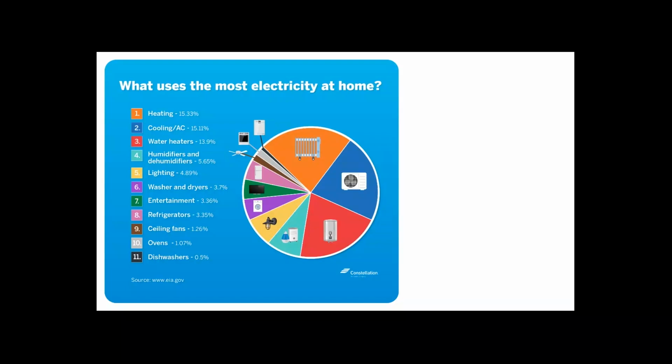But how energy is used at home, we need to know it can be used for heating, cooling, water heaters and humidifiers, lighting, washer dryers, entertainment. At least know some of the uses of electricity at home. And this more or less completes this presentation.